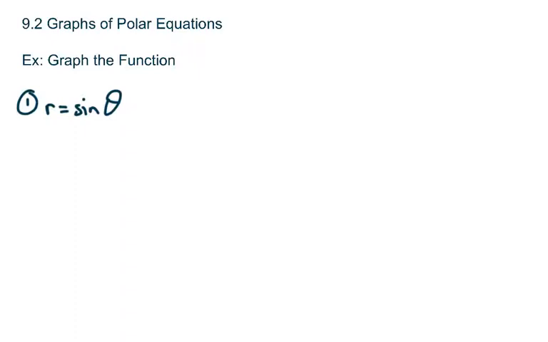So, number one, r equals the sine of theta. How we're going to do this, we're going to use our calculators a lot here in this section. We're going to make some XY tables, and they're not really XY tables because we don't have X and Y. We're going to have theta and R's in our tables, and we're going to use our calculators to help us do that.